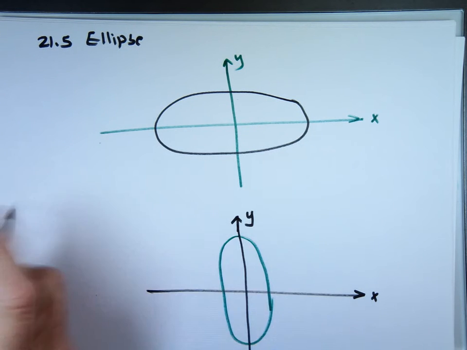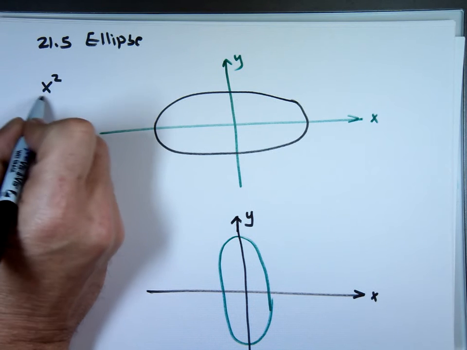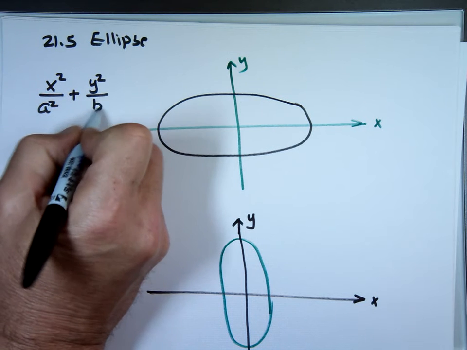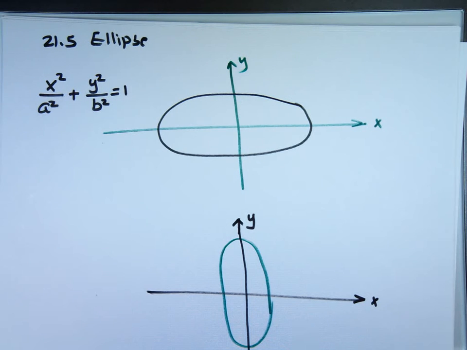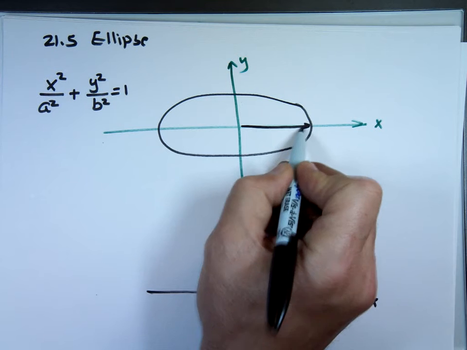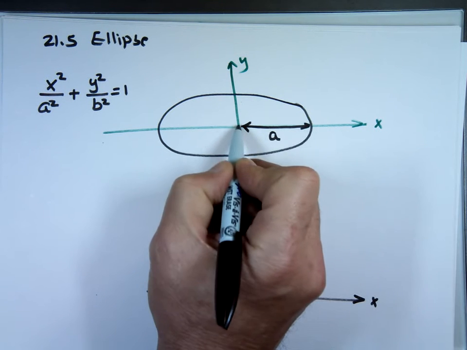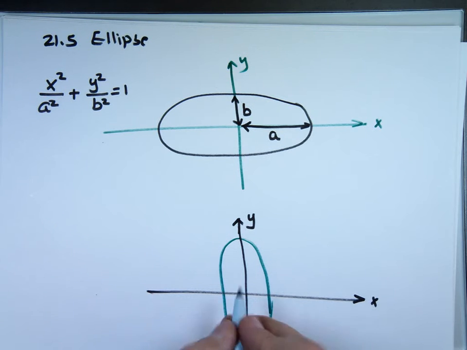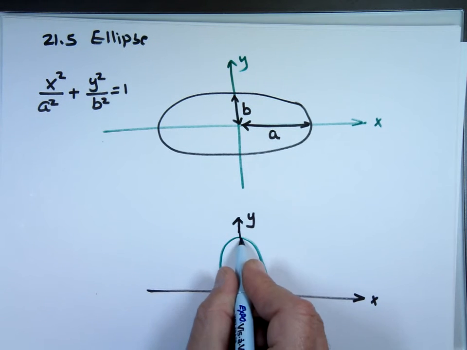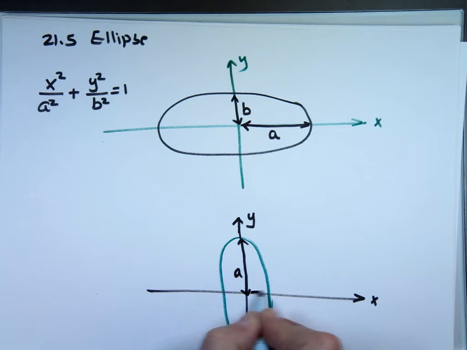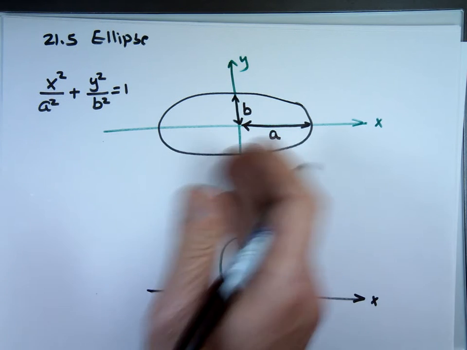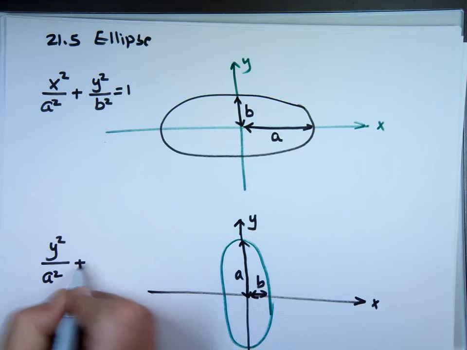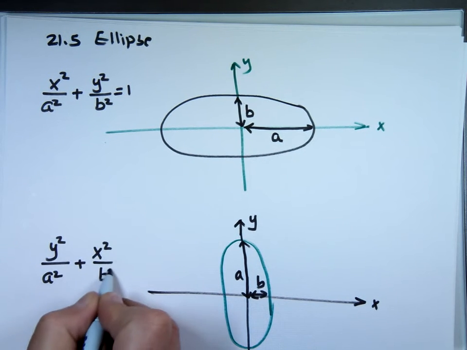If it looks like this, the equation for that will be x squared over a squared plus y squared over b squared equals 1. What is a? A is this distance. A is always the longer side. B is this distance. The longer side here is along which axis? Y, right? This is A. This is B. So if it stretches along the y-axis like this, that would be y squared over a squared plus x squared over b squared equals 1.